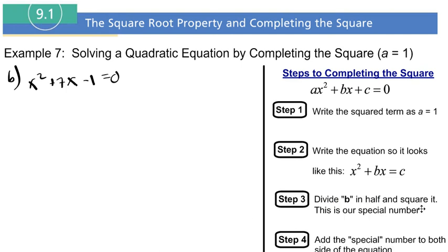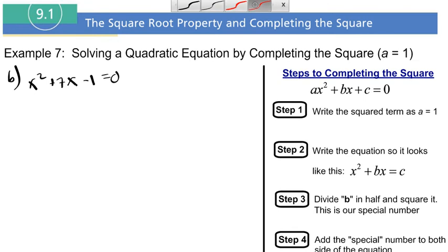Example 7b, we are continuing to complete the square. We've been doing this all day, like it's cool. All right, I'm just going to do the same type of problem as I did in part A, just for those who want an additional one. If you're like, I got this, then you can move on to example number 8, okay? Just for those who need it.